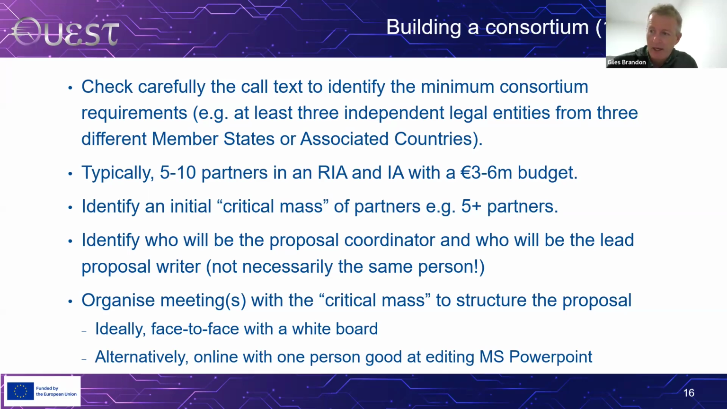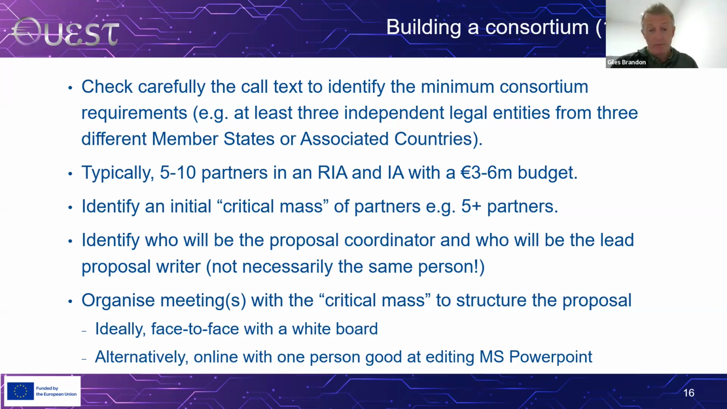So there's a trade-off. There's a sort of, if you like, a Goldilocks number, not too many, not too few. Certainly at the start when you're creating a consortium, you need to have some sort of critical mass to begin with. Say, again, if it's a research and innovation action, trying to get at least 5 partners together who you can have this online meeting with.